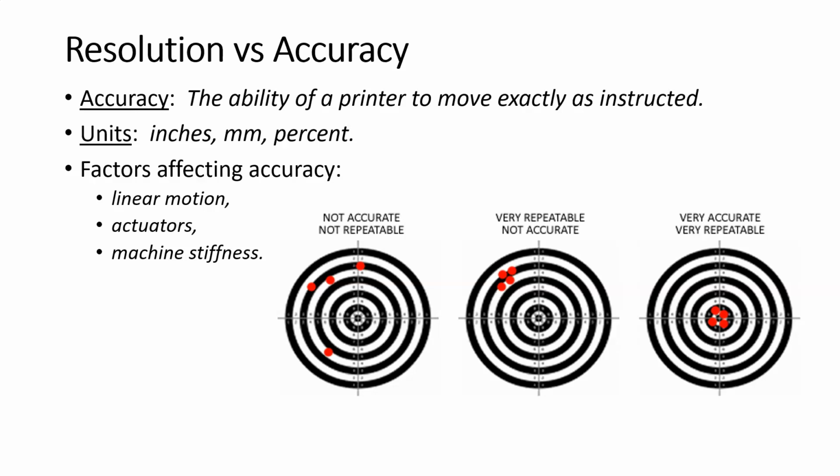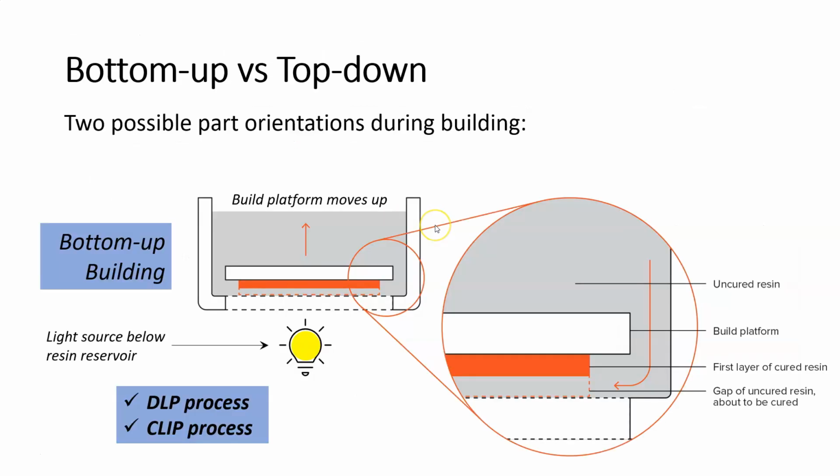Okay. And then finally, machine stiffness. We want a very stiff machine. If the 3D printer is flexible, then that flexibility is going to manifest itself in a not accurate and not repeatable print. Okay. So those are some factors affecting 3D printers, and specifically in terms of resolution and accuracy.